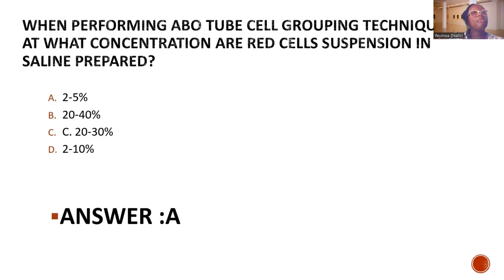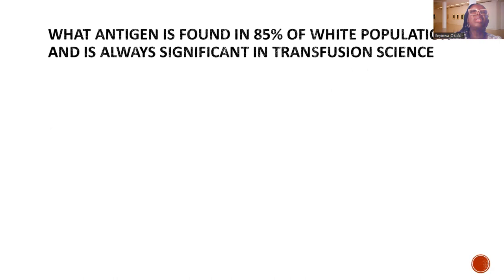What antigen is found in 85% of the white population and is always significant in transfusion science? Little d antigen, little e antigen, big D antigen, and big E antigen. Answer is C, big D antigen.